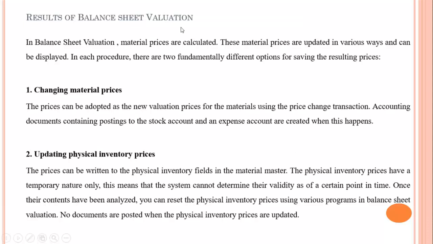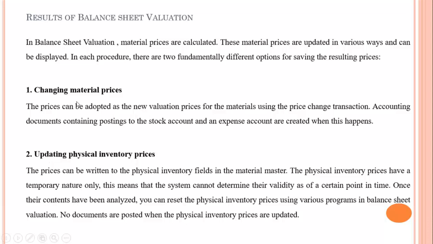Now, what are the results of balance sheet evaluation? After using the techniques to evaluate the balance sheet, what are the results of that? In balance sheet valuation, material prices are calculated. In actual, material price is to be calculated using the balance sheet valuation. These material prices are updated in various ways and can be displayed. In each procedure, there are two fundamental different options to save the resulting price. First is change the material price. Second is updating the physical inventory price.